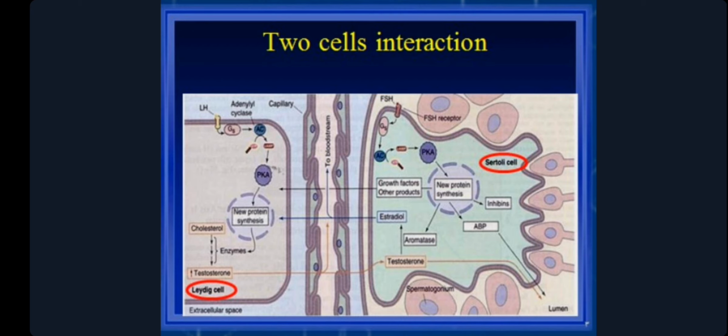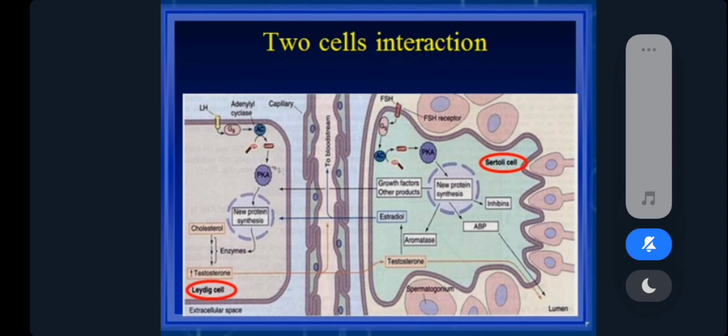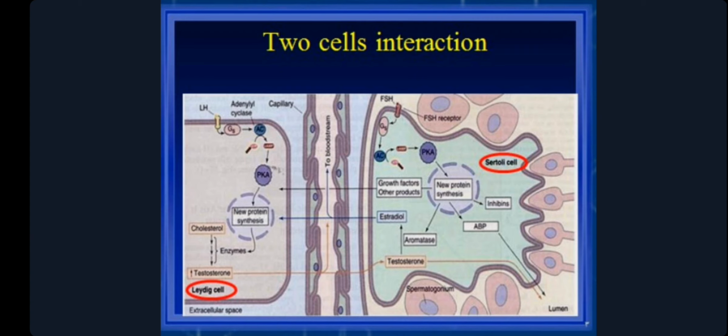And in the Sertoli cells, we know yesterday we talked about the aromatase enzyme. In the Sertoli cells, testosterone converts into estradiol. And again, this estradiol goes back to the Leydig cells, and the amount of testosterone will be increased. So this interaction between Sertoli and Leydig cells increases the concentration of testosterone to a much higher level to initiate spermatogenesis.